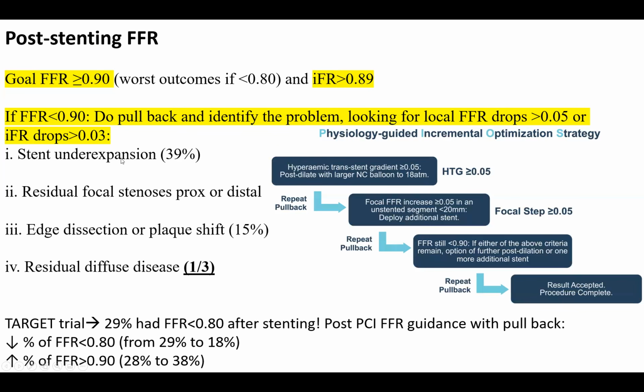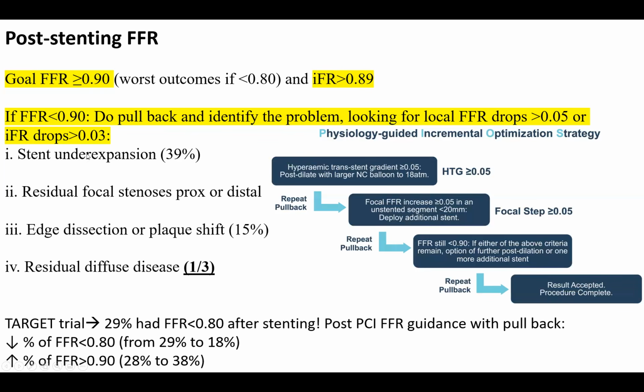And if you do that, you'll find that in patients with FFR less than 0.90, stent under-expansion is one reason you get a drop in FFR or IFR across the stent. You can have residual focal stenosis proximal or distal to the stented area, or edge disease and dissections, or you can have residual diffuse disease, a residual drop in pressure without focal drop. In that case, you cannot do anything.